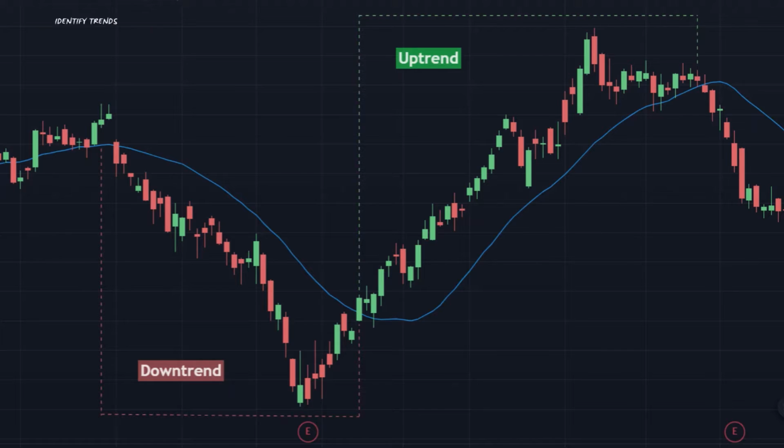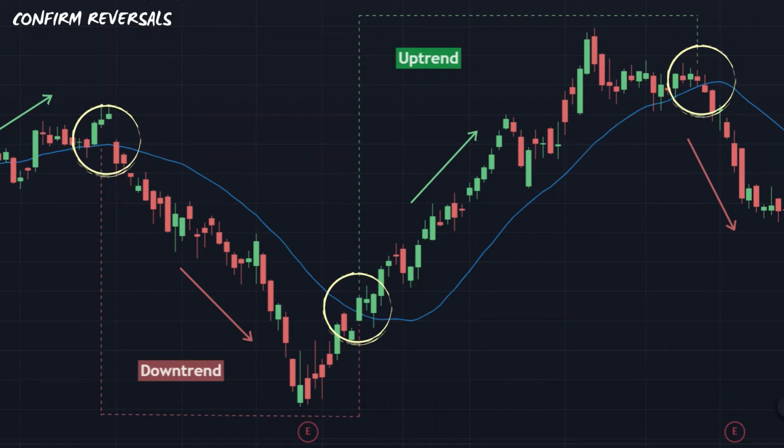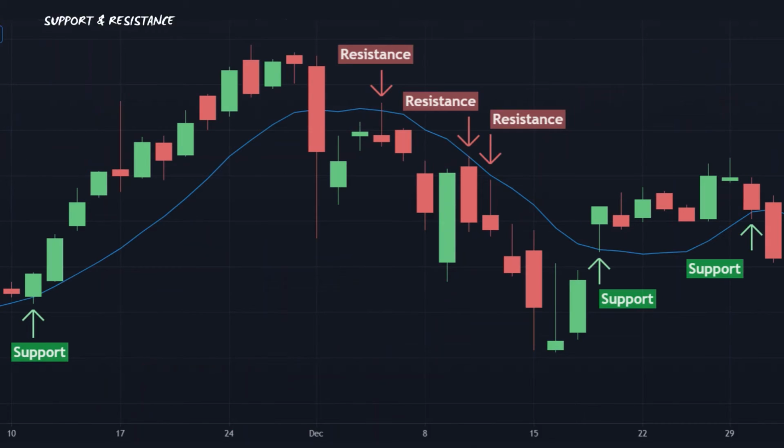When price action is above the moving average, an asset is considered to be in an uptrend, and conversely, when price action is below the moving average, an asset is considered to be in a downtrend. Additionally, a breakout above or below the moving average can often confirm trend reversals. And finally, moving averages can serve as dynamic support levels during an uptrend and dynamic resistance levels during a downtrend.